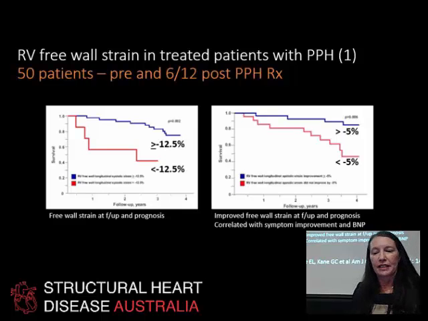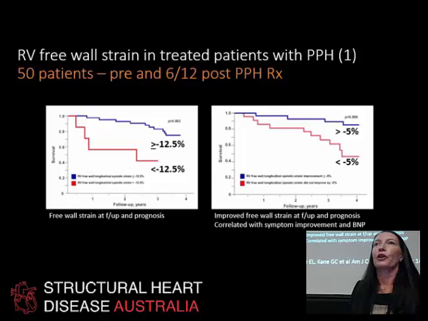50 patients from this series, again Mayo Clinic, free wall strain in treated patients with primary grade 1, class 1 pulmonary hypertension. And in these 50 patients, pre and 6 months into their treatment, you can see that a TAPSE of less than 12.5% at beginning or follow-up was associated with a worse prognosis over 4 years.